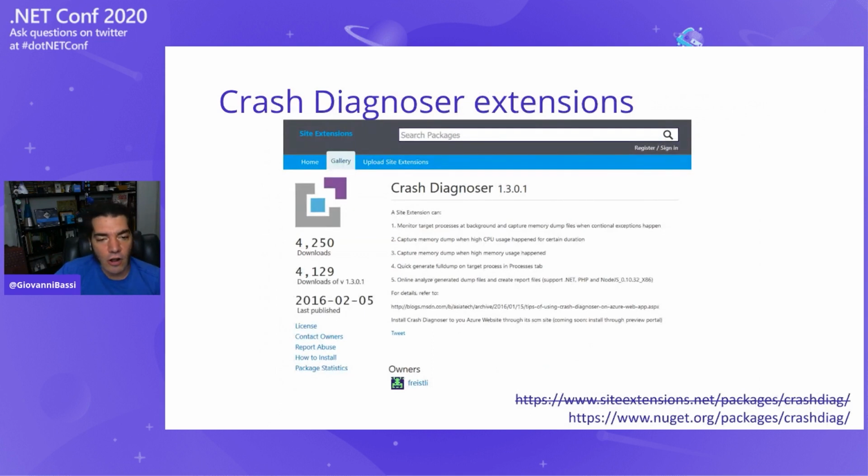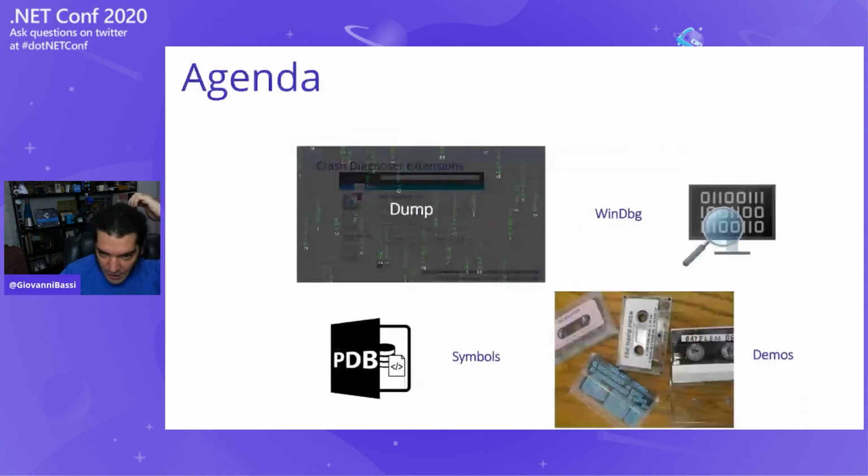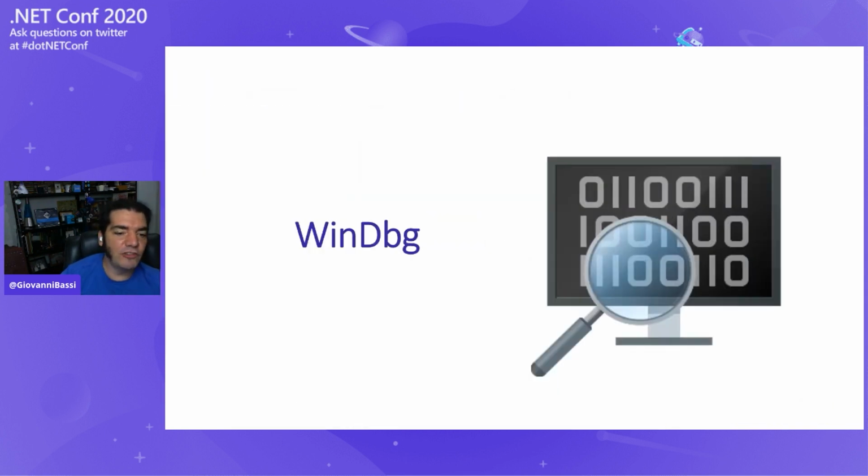There's also an extension called Crash Diagnoser. There used to be a site called siteextensions.net. This has been replaced with nuget.org. And you can also use that to install it on Azure App Service. So you have several different ways to take these memory dumps. Now that you know what it is, let's talk about WinDBG.